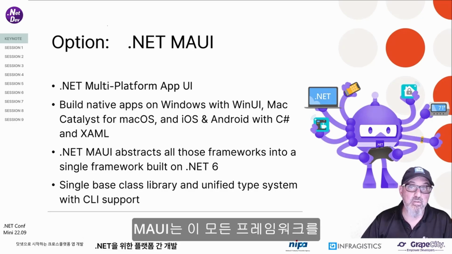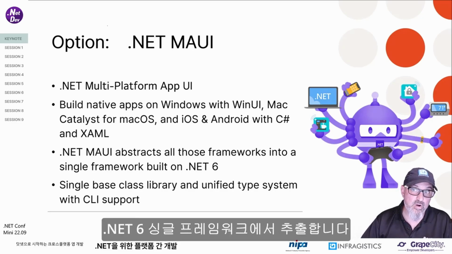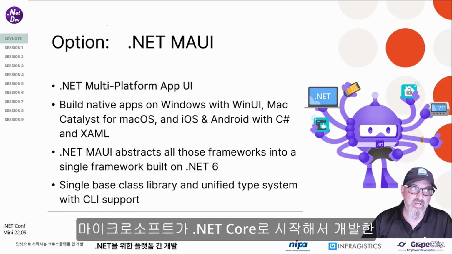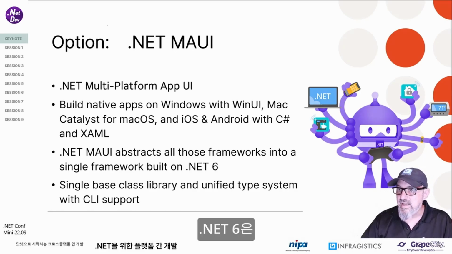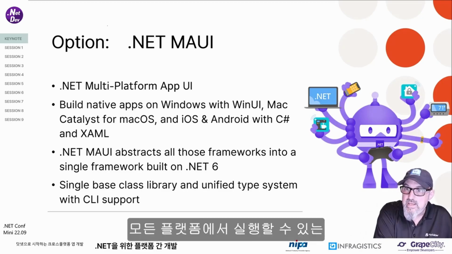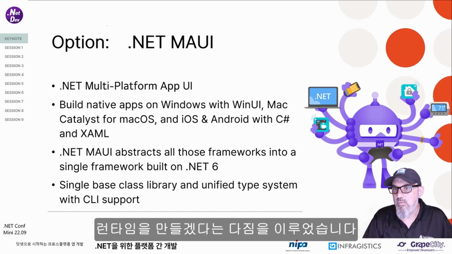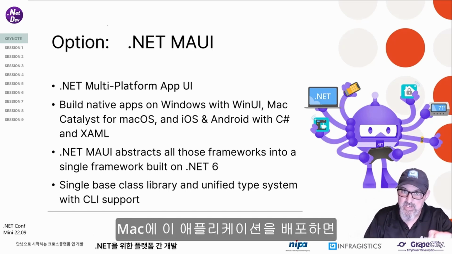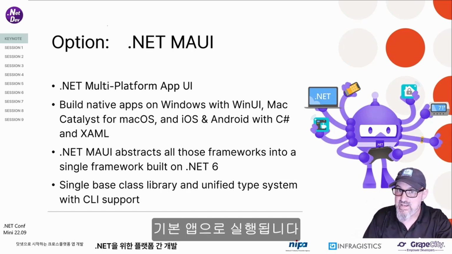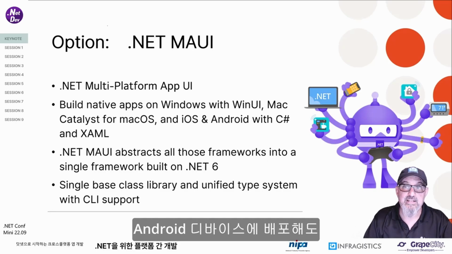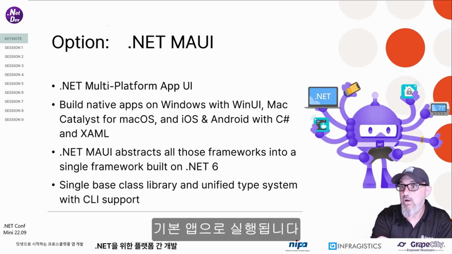MAUI abstracts all of these frameworks into a single framework built on .NET 6. And I can't stress this enough. What Microsoft has done with .NET 6, beginning with .NET Core, is they've said we are going to create a runtime that will work across every platform. So if I deploy this application to a Mac, it'll run natively. If I deploy this application to an iOS device, it will run natively. If I deploy it to an Android device, it will run natively.